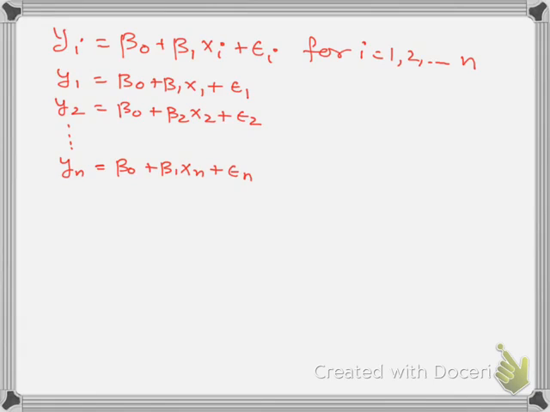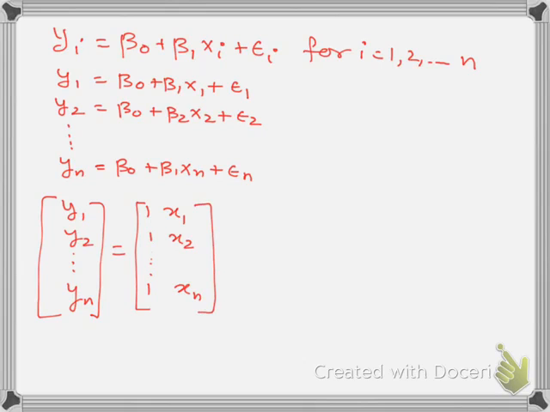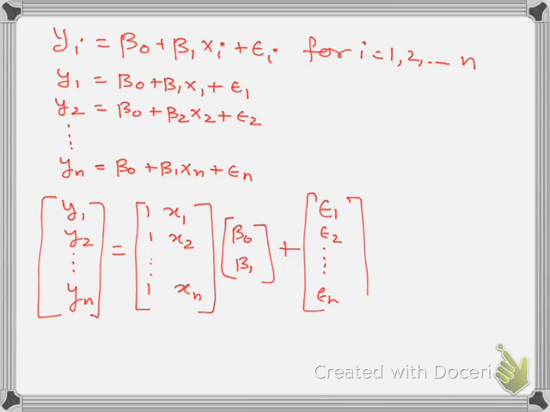So if we were to do that, we could write this y as a vector, y1, y2, yn, is equal to the matrix with rows 1 x1, 1 x2, 1 xn, times the vector beta naught, beta 1, plus epsilon 1, epsilon 2, epsilon n. So this is our vector of y, which is equal to matrix X times vector beta, let's call this beta, plus the error term.